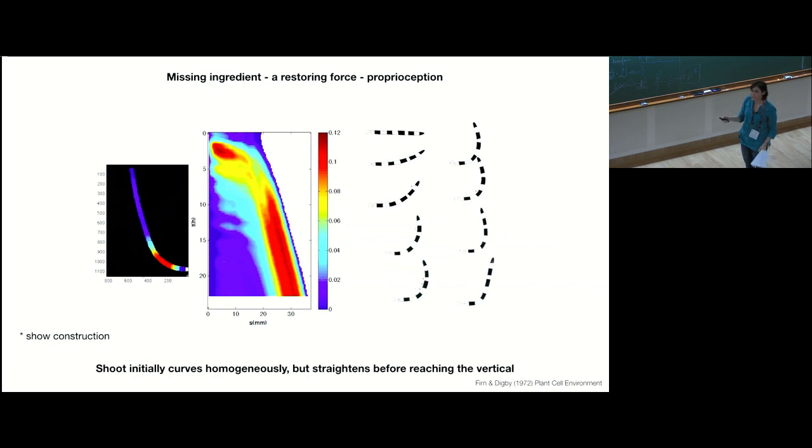So basically, if you look at just the initial stage where everything curves, up until here, that's similar to the regular model that we showed where everything is sensing gravity. But we can't explain this with our current model.